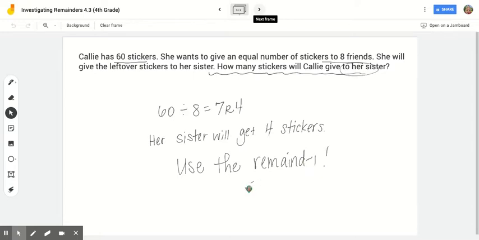Woo! Okay. So remainders are important to think about, right? You have to think about what context they are in and how they're being used. And then you decide what to do with it. All right, kids, I'll see you next time. Bye.